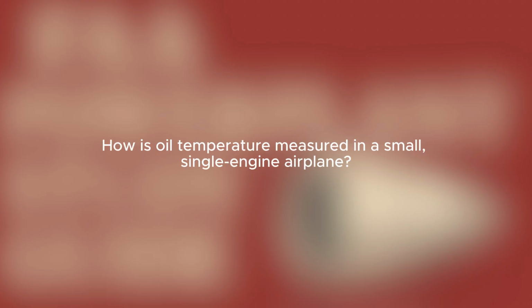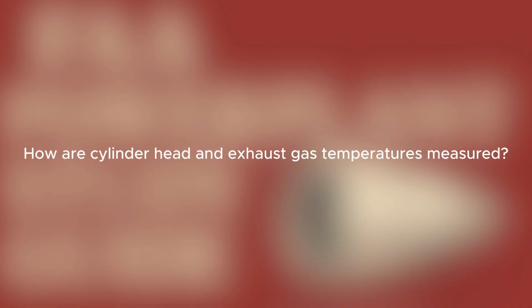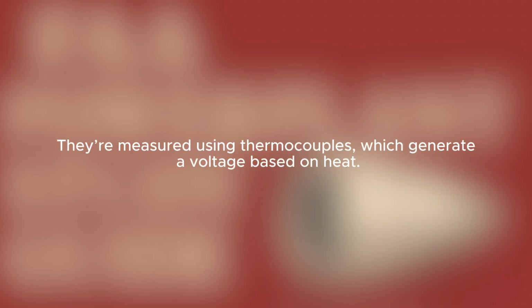How is oil temperature measured in a small single-engine airplane? A sealed bulb filled with volatile liquid sits in the oil strainer. As the oil heats up, pressure builds in the connected tube, and the gauge converts that pressure into a temperature reading. How are cylinder head and exhaust gas temperatures measured? They're measured using thermocouples, which generate a voltage based on heat.